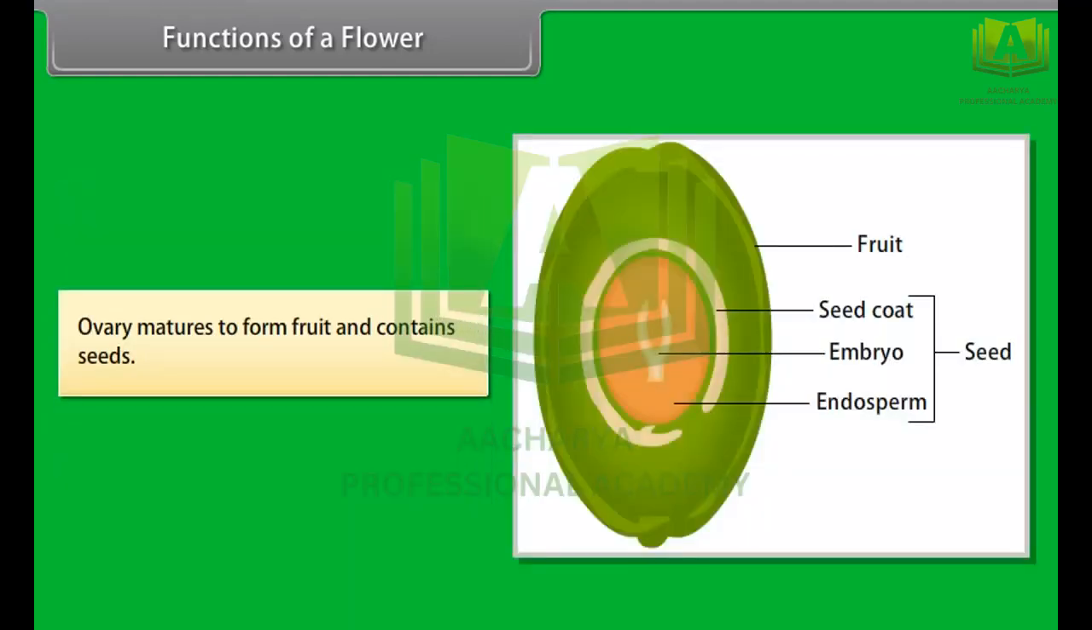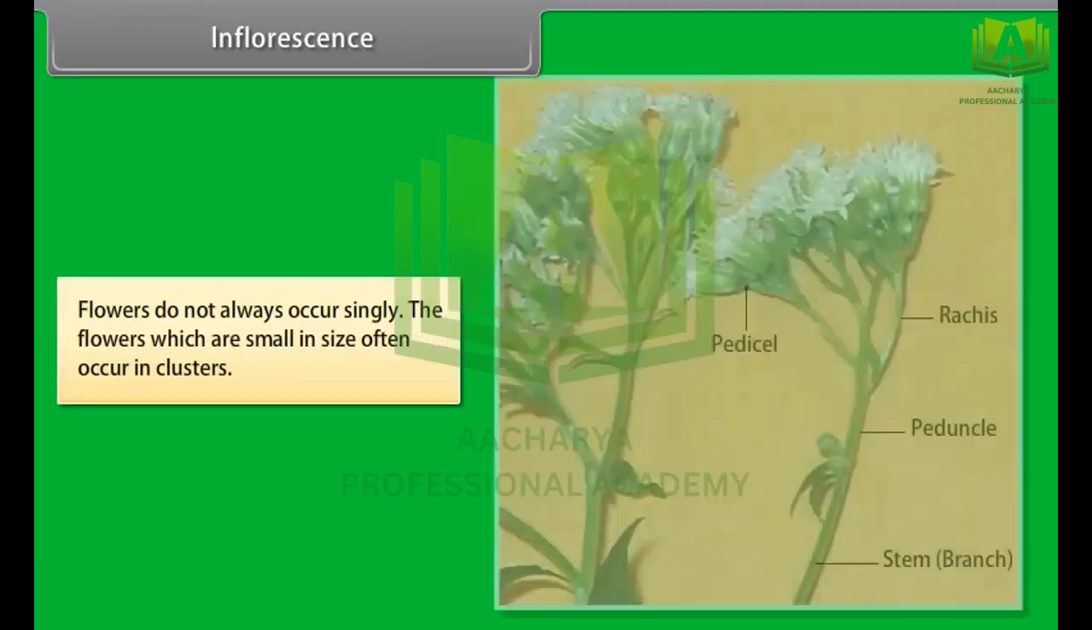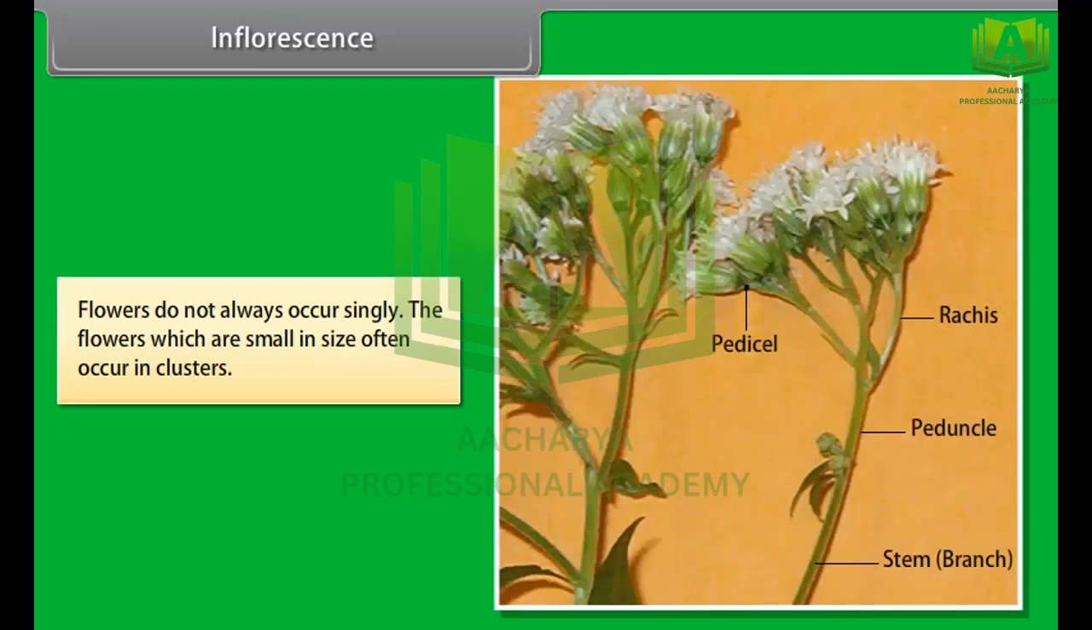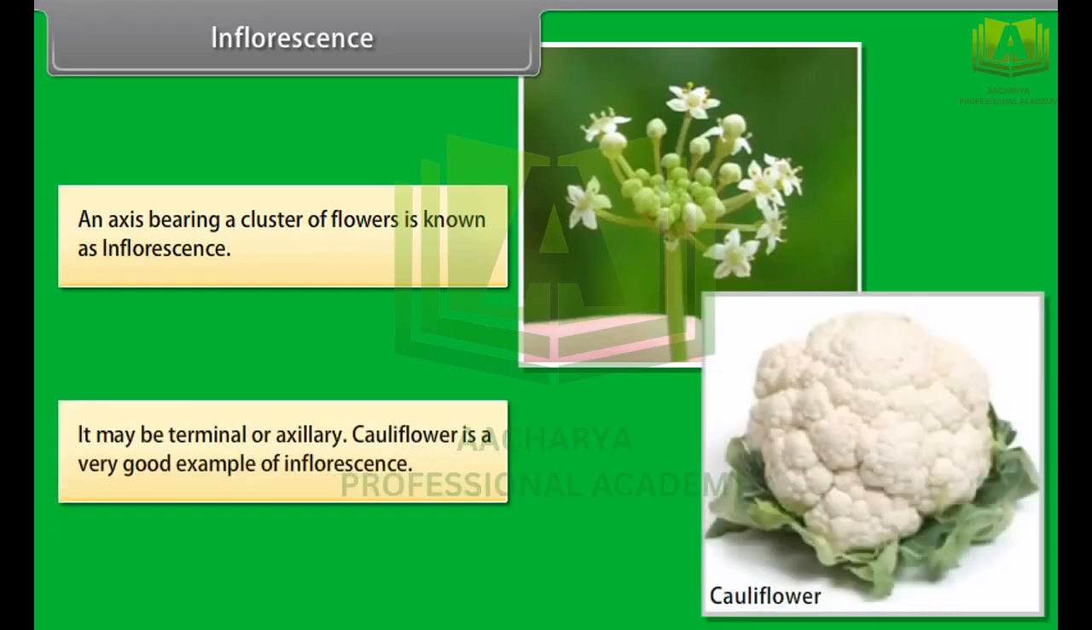Ovary matures to form fruit and contains seeds. Inflorescence. Flowers do not always occur singly. The flowers, which are small in size, often occur in clusters. An axis bearing a cluster of flowers is known as inflorescence. It may be terminal or axillary. Cauliflower is a very good example of inflorescence.